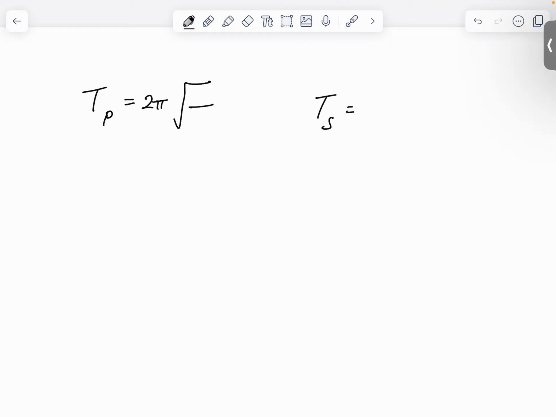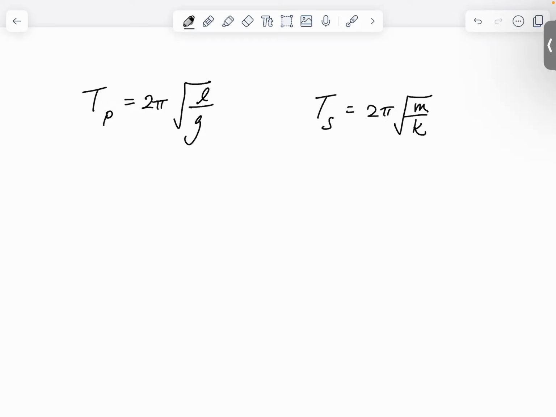So for the pendulum, it's L over G. M over K is for the spring. And I believe that you did some lab activities regarding the spring and some pendulum moving at an angle.